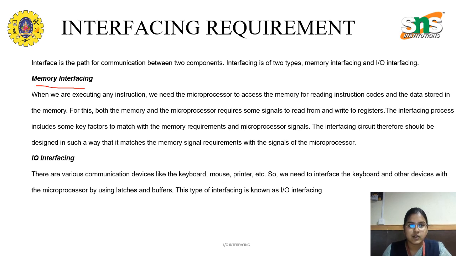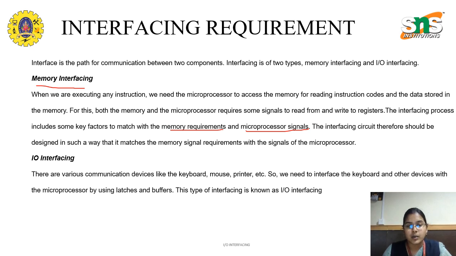Memory interfacing: when we are executing any instructions, the microprocessor needs to access the memory for reading instruction codes and the data stored in the memory. For this, both the memory and the microprocessor require some signals to read from and write to the register. The interfacing process includes some key factors to match the memory requirements with the microprocessor signals. The interfacing circuits therefore should be designed in such a way that they match the memory signal requirements with the signals of the microprocessor.